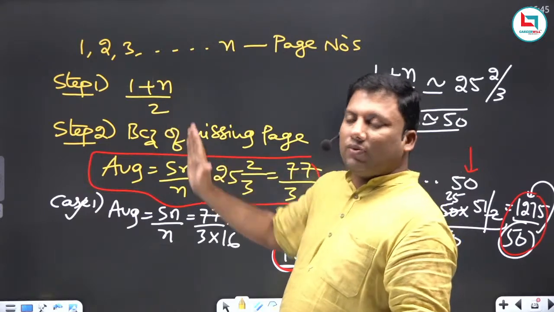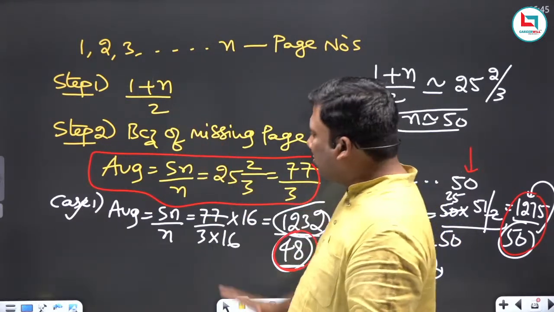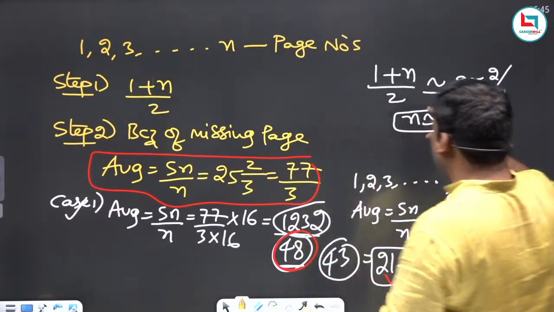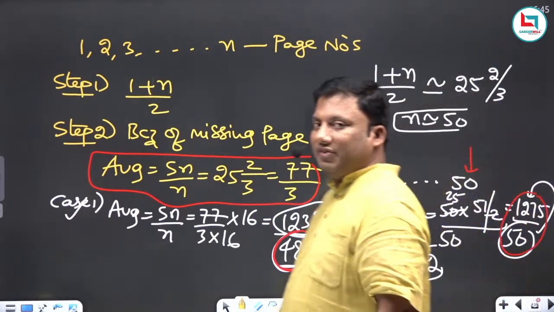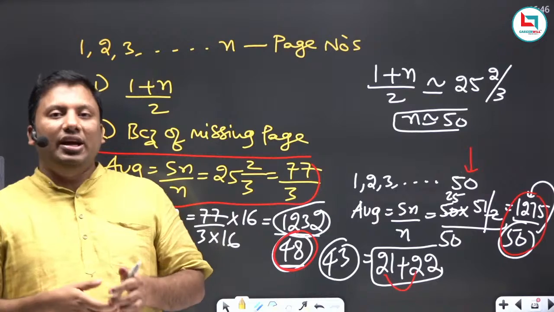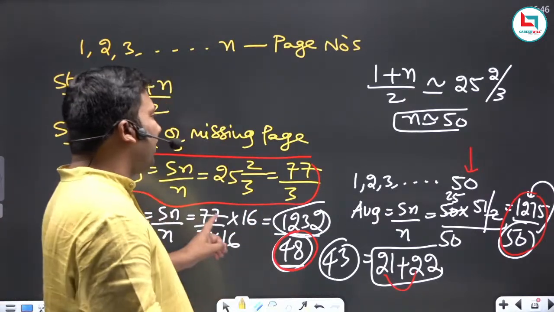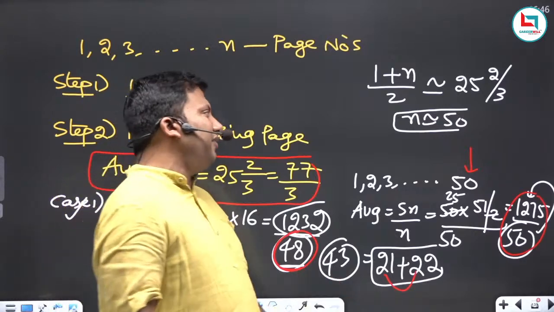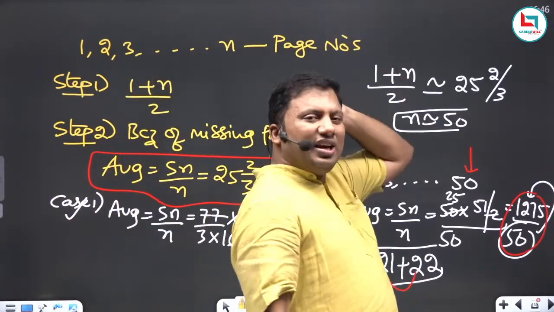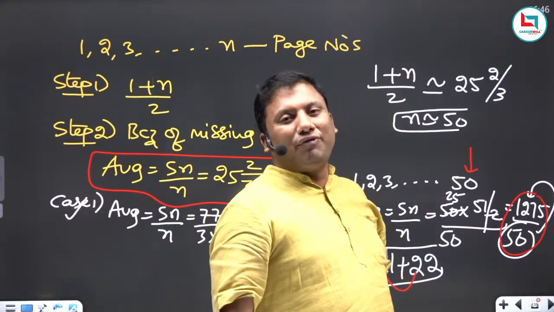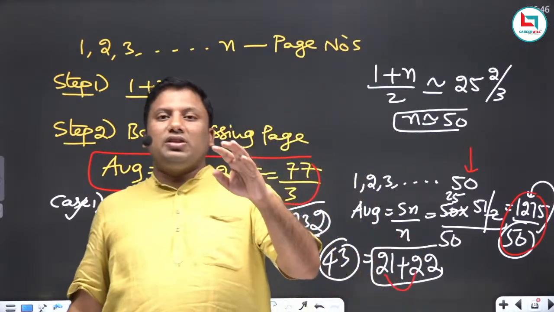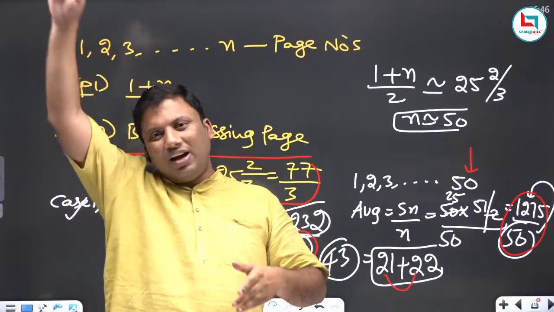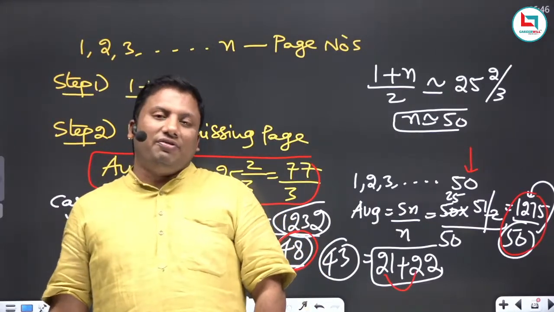The actual average is (1 plus n) by 2. One page is missing, so (1 plus n) by 2 is close to 25 2/3. N is revolving around 50. It can be less than 50, it can be greater than 50. I did it for two cases. Sir, what if it is 45? Anyway, that is ruled out. See here, 54: (1 plus 54) by 2 is 55 by 2, which is 27.5. The value is much beyond 25 2/3.